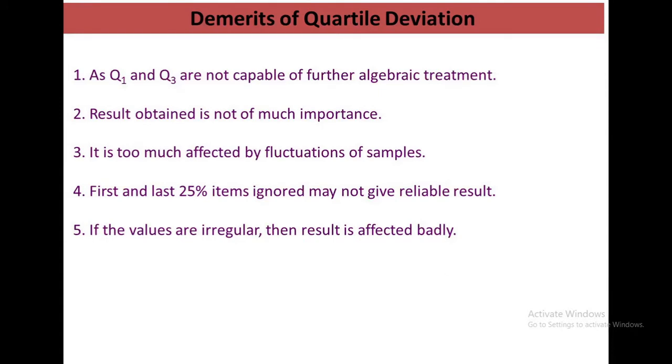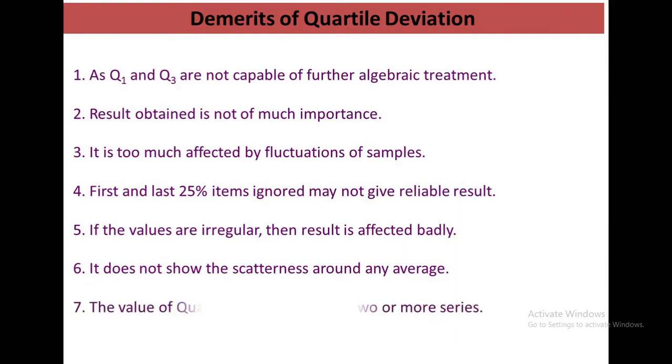We can't call it a measure of dispersion as it does not show the scatteredness around any average. The value of quartile deviation may be the same for two or more series, as it is not affected by the distribution of terms between Q1 and Q3 or outside these positions. So going through the merits and demerits, we conclude that quartile deviation cannot be relied on blindly. In the case of a distribution with a high degree of variation, quartile deviation has less reliability.